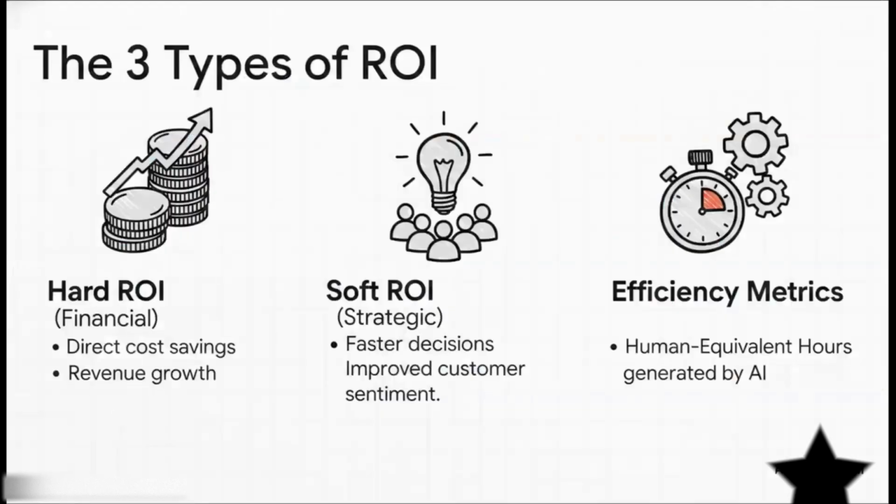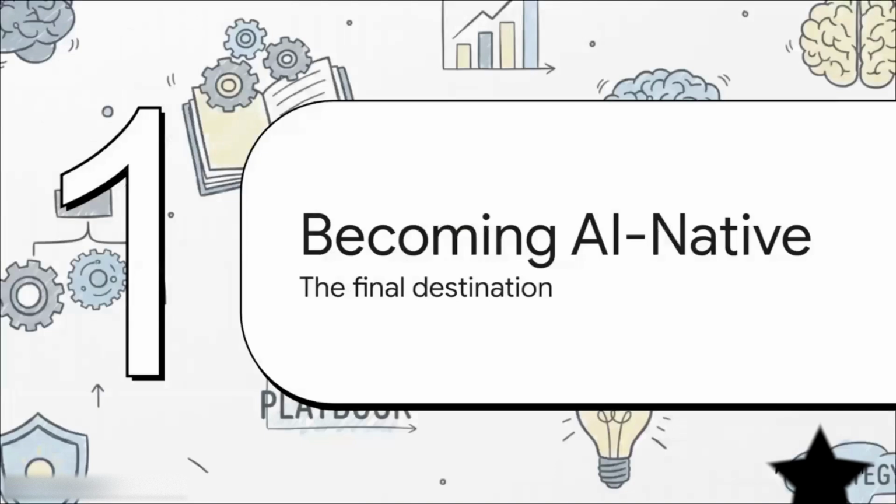And it turns out the value here comes in three different flavors. You have got your hard return on investment. That's the cold, hard cash, cost savings, and more revenue. Then there is soft ROI, the strategic stuff, like making decisions way faster. And finally, you have got efficiency metrics, especially for the tech teams, like how many human-equivalent hours the AI is generating. It's a much more complete picture of the value that you're creating.